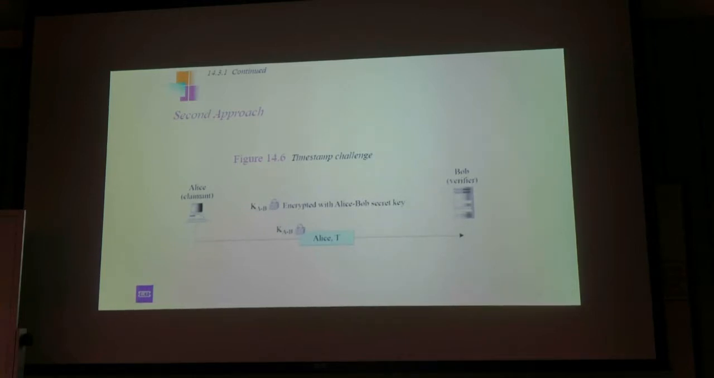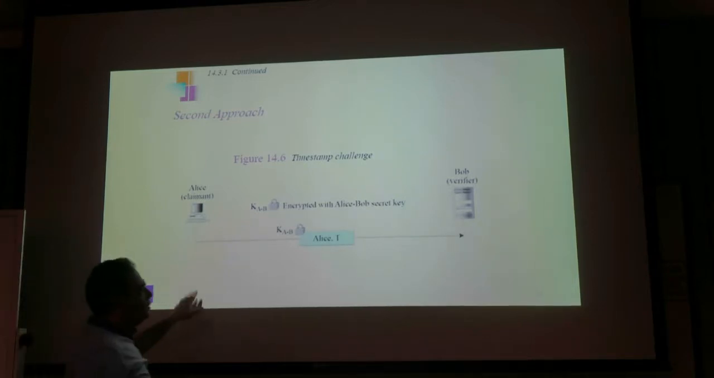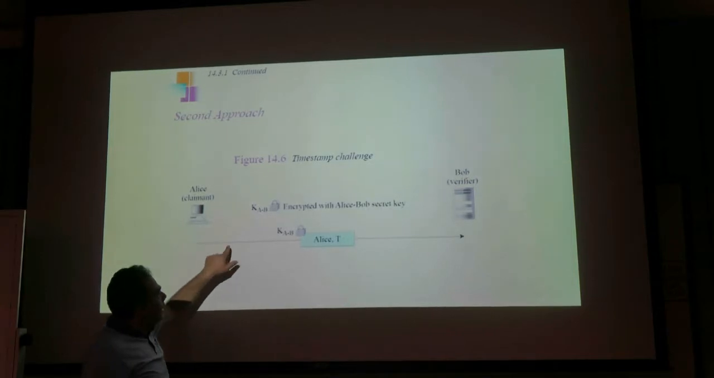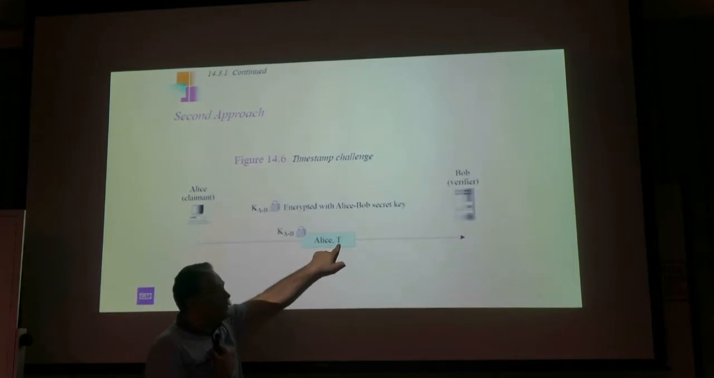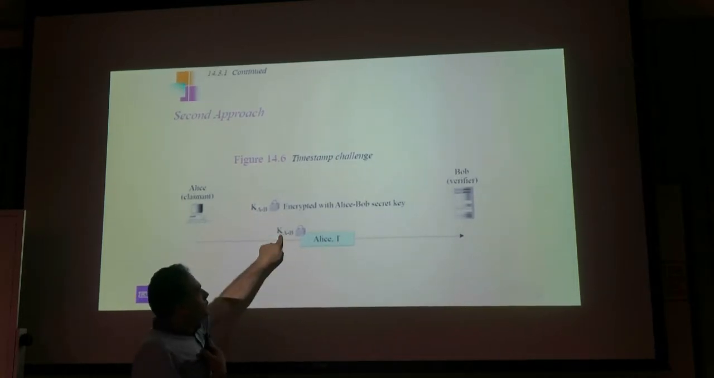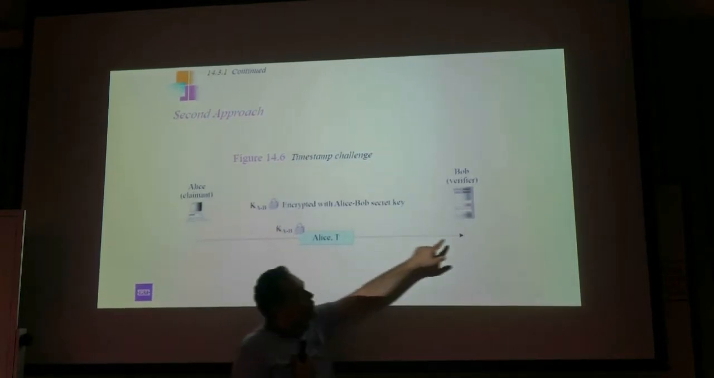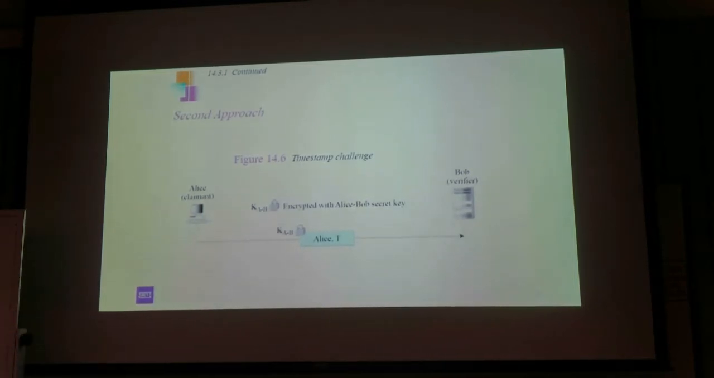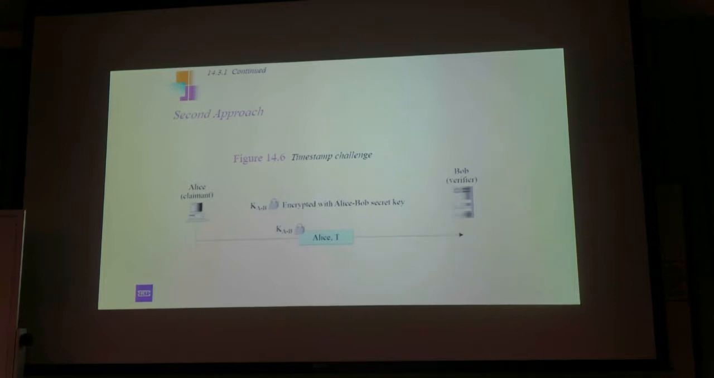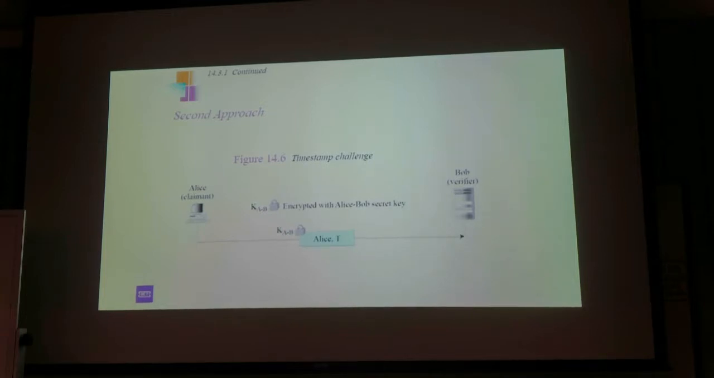The second approach: because the other one could also be replayed, you have to have a timestamp. The same thing here, but the nonce is a timestamp. Alice puts a packet together which includes its identity and the timestamp, locks it with the shared key, and sends it to Bob. If Bob is able to unlock it, then it's authenticated.